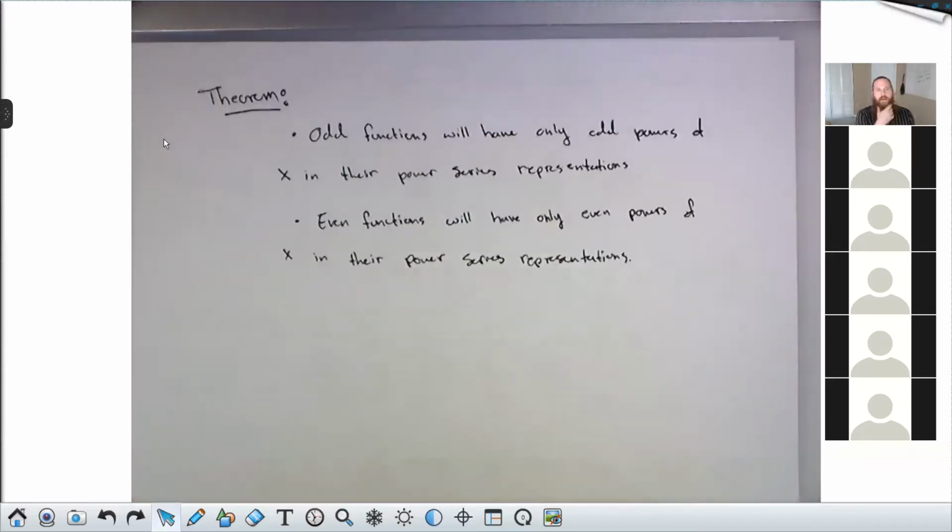So this is a cool fact. A function is odd if and only if its power series contains only odd terms. And a function is even if and only if its power series contains just even terms. Cool.